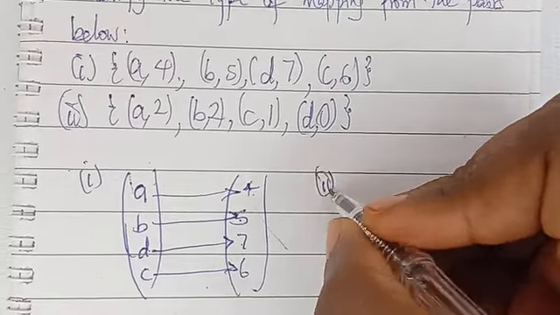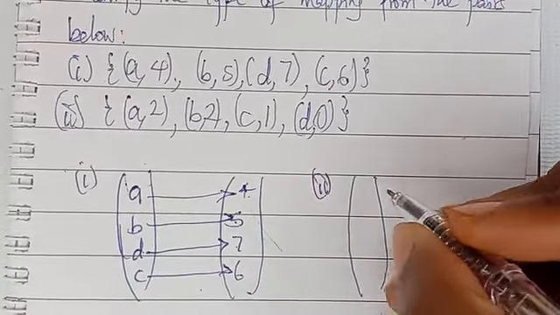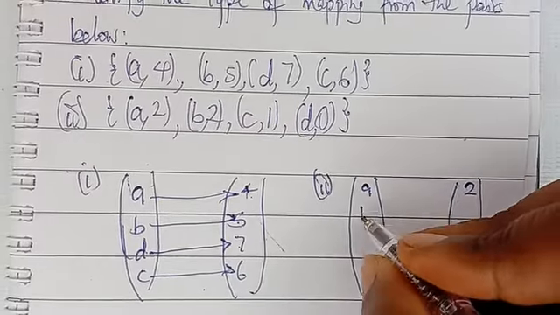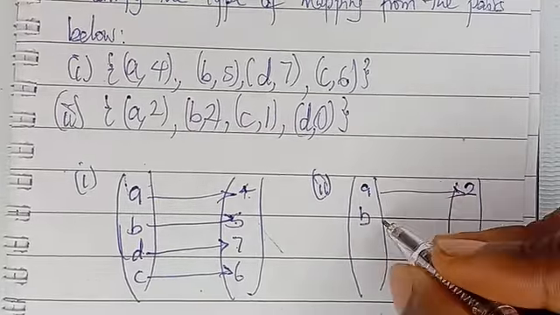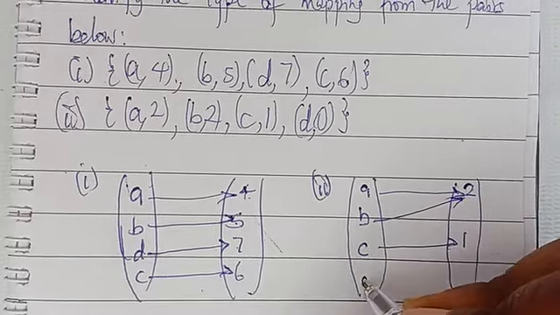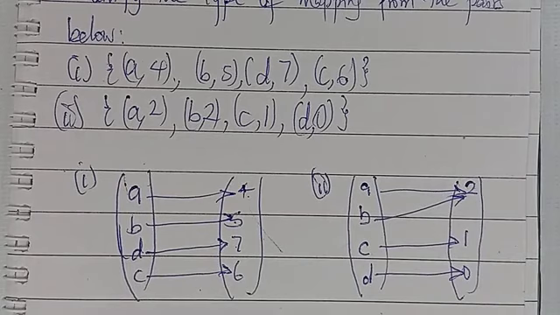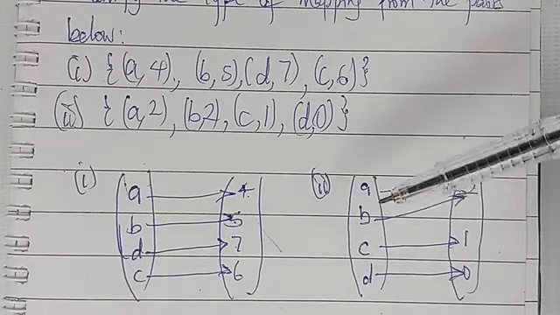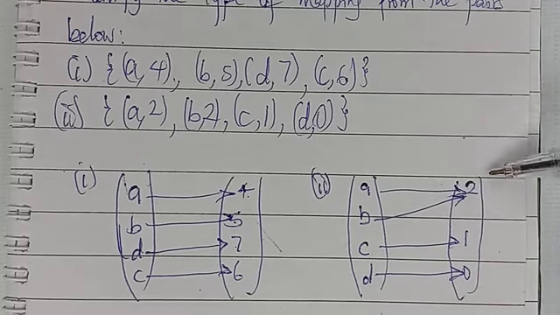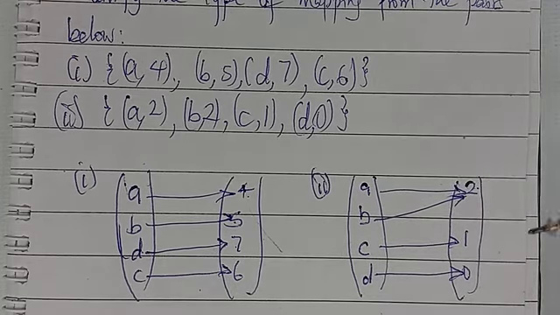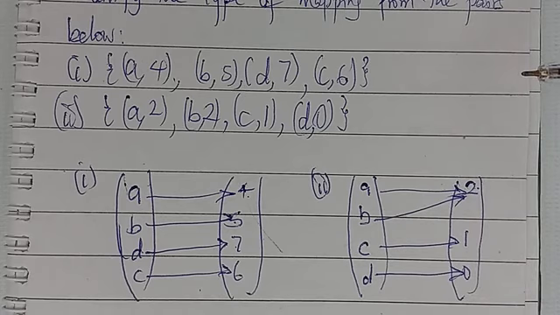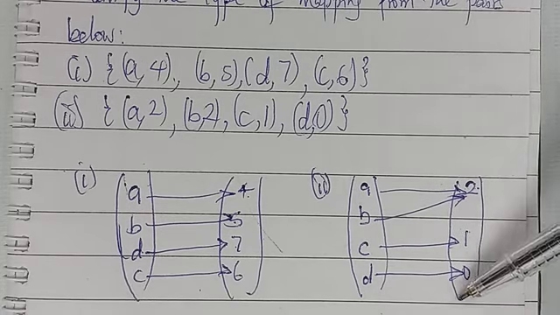Now for the second part, we have A, which is mapped to 2. We have B, which is mapped to 2, right? We have C, which is mapped to 1. We have D, which is mapped to 0. Okay, so we can see this is not a one-to-one because everything here is not mapped to uniquely. These two are mapped to one element here. Okay, and then every member of this codomain set has been mapped already. So this is an onto mapping. It is not bijective.